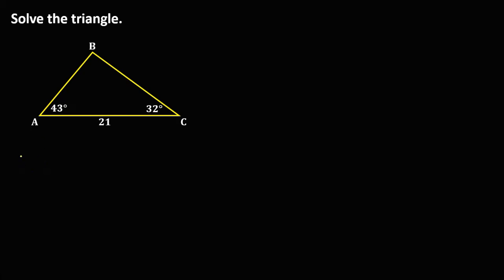So from the given triangle, we have angle A, that's 43 degrees. Angle B is unknown. Then angle C, that's 32 degrees. Then opposite to angle A, that's side a, so side a is unknown. Opposite to angle B, that's side b, so side b is 21. Opposite to angle C, that's side c, so side c is unknown.